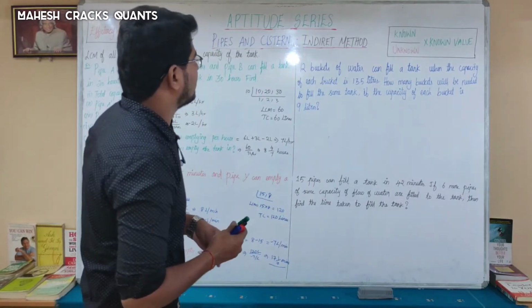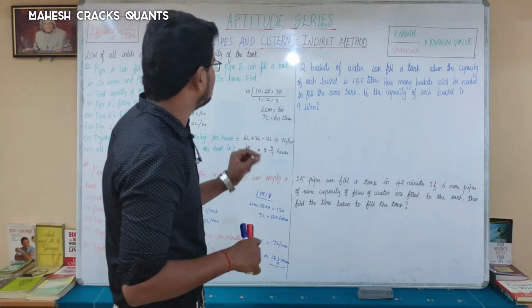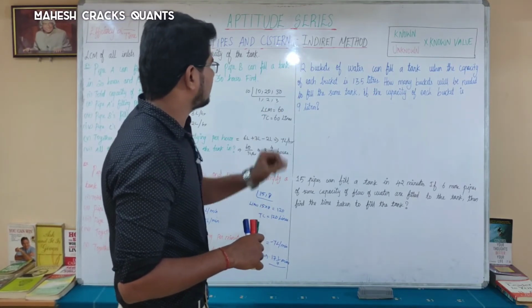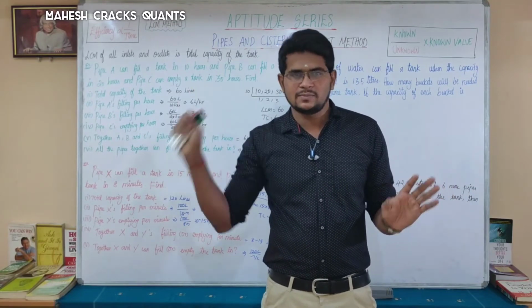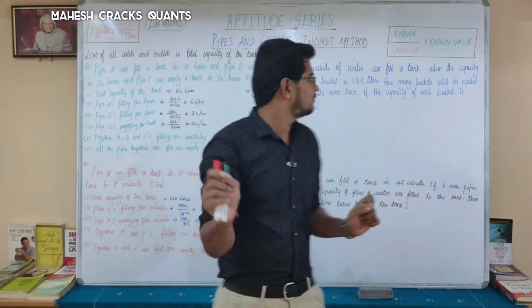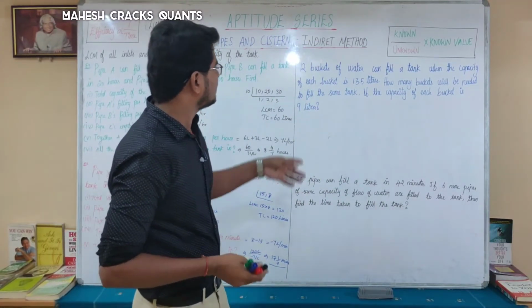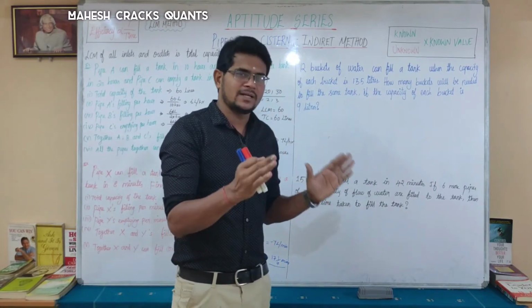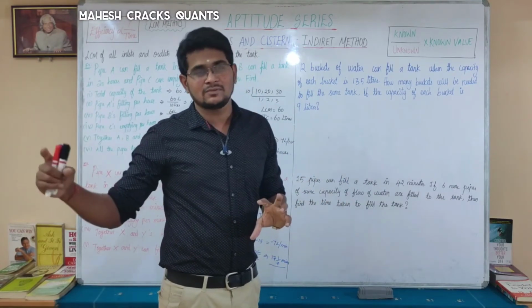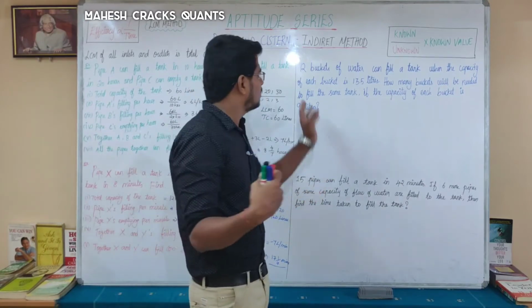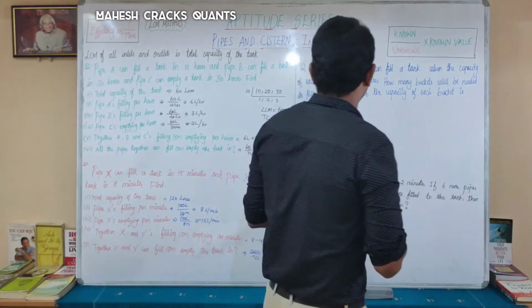12 buckets of water can fill a tank when the capacity of each bucket is 13.5 liters. How many buckets will be needed to fill the tank if the capacity of each bucket is 9 liters? So 12 buckets are required if the capacity is 13.5. How many buckets are required if the capacity is 9 liters? Very simple. If the bucket is big, it requires 12 buckets. If the bucket is small, what will happen to the number of buckets required? It will be more. When you reduce the number of liters, the number of buckets required increases.